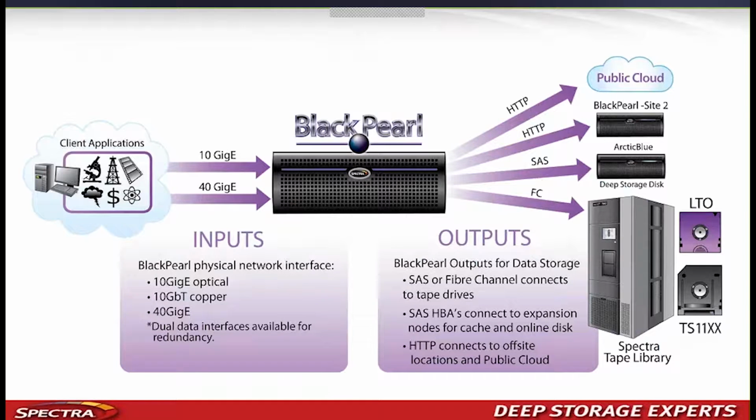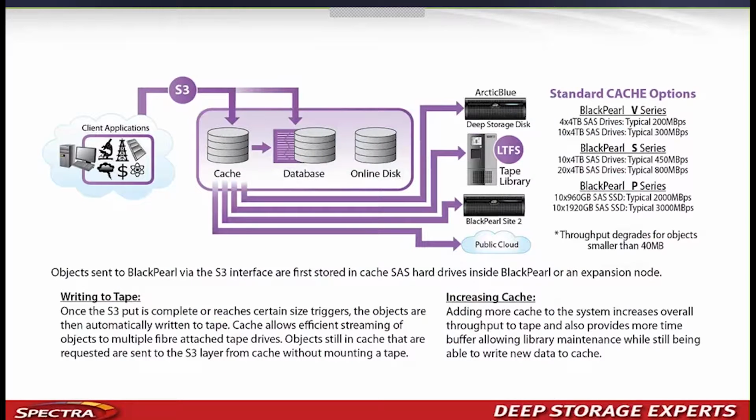So what does BlackPearl look like in terms of the ins and outs of it? On the front end, you're going to have an Ethernet type interface, typically either 10 gigabit or 40 gigabit, depending on the performance that's needed. So that's just going to be on the basic customer Ethernet network. On the backside, BlackPearl creates its own private network in most cases, and it's going to use whatever the appropriate connection is for the technology. For our tape drives, we most often see Fibre Channel, though we do some SAS. For our disk connectivity, we're going to do SAS typically, and then for replication and out to the public cloud, we'd use HTTP over Ethernet. So that's the ins and outs of BlackPearl from the outside view.